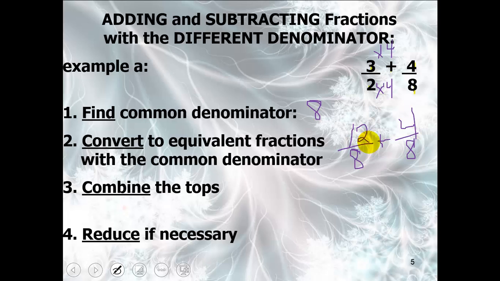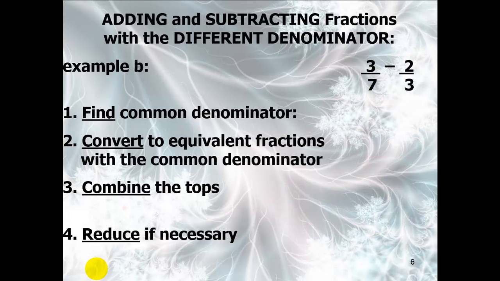All right? Now I have the common denominator, so all I have to do is combine my tops according to the operation. 12 plus 4 is 16, so I get 16/8. Now I ask myself, can I reduce that? Does 8 go evenly into 16? Yes, it does. So I'm going to divide top and bottom by 8, and I get 2/1, which is equal to 2. And that's the reduced, most simplified version of the answer.